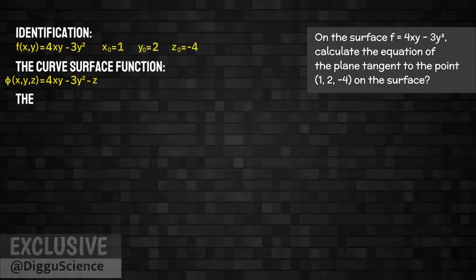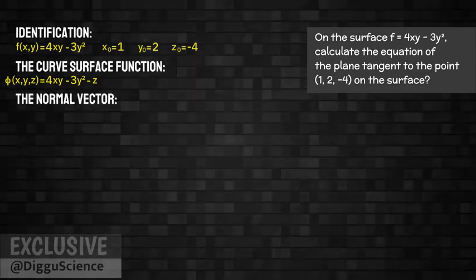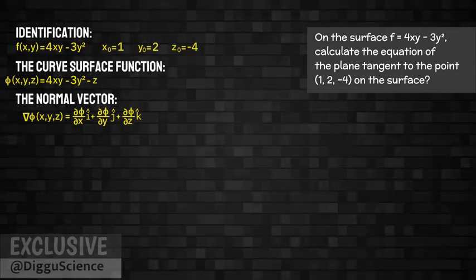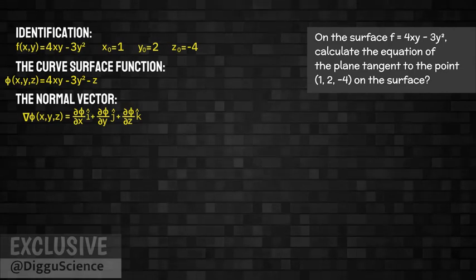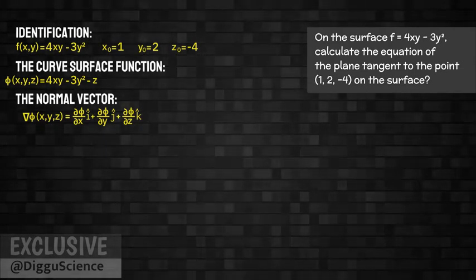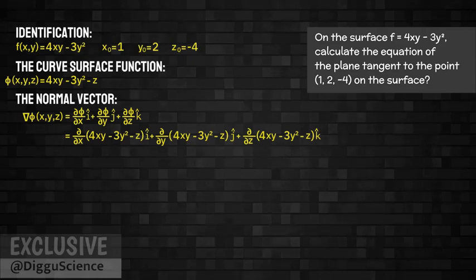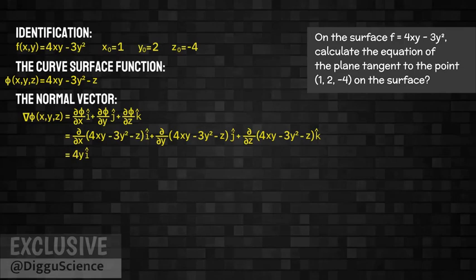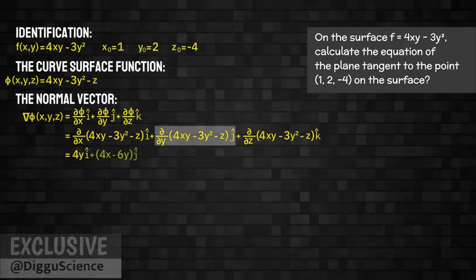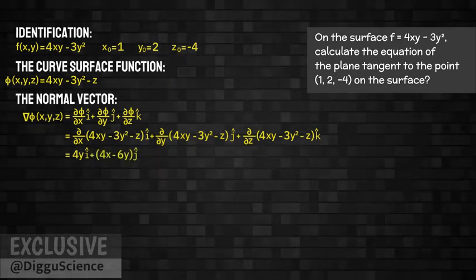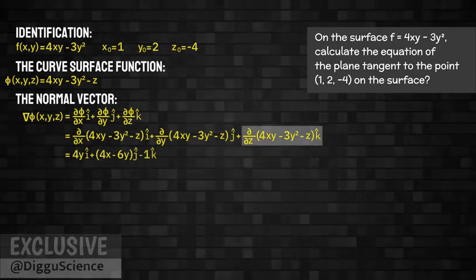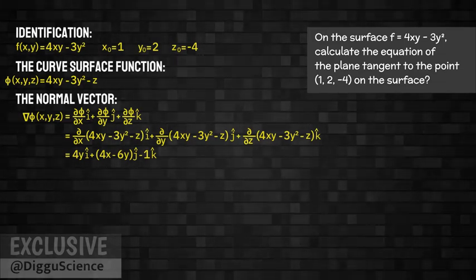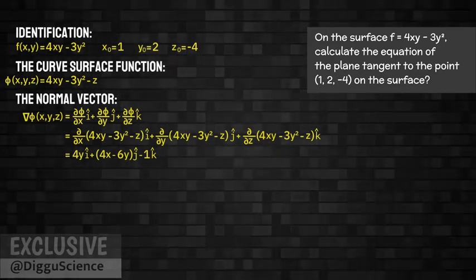The third step is to calculate the normal vector. The grad of phi is equal to partial phi partial x i hat, plus partial phi partial y j hat, plus partial phi partial z k hat. Plug in the value of phi. The partial derivative of phi with respect to x is 4y. The partial derivative of phi with respect to y is 4x minus 6y. And the partial derivative of phi with respect to z is minus 1. Thus, the gradient of phi is equal to 4y i hat, plus (4x minus 6y) j hat, minus 1 k hat.